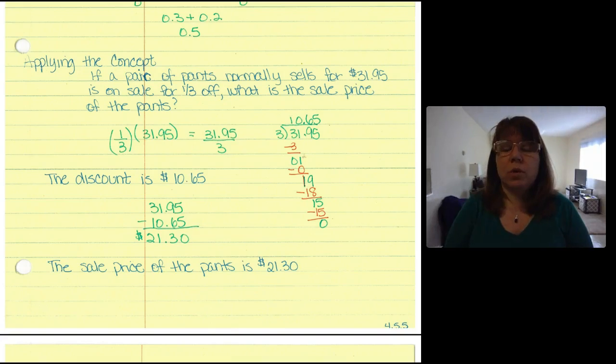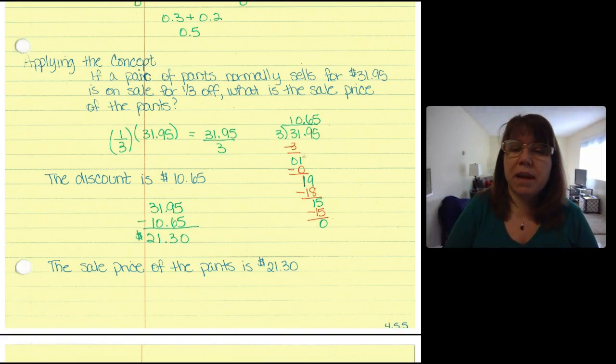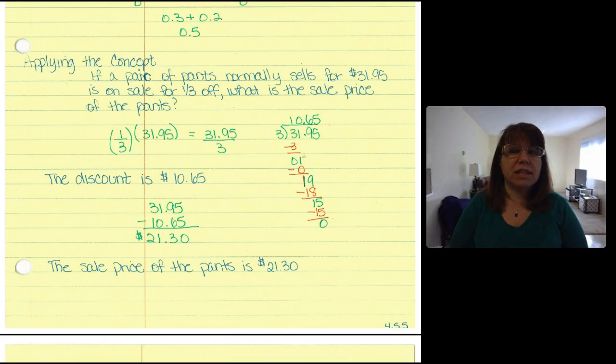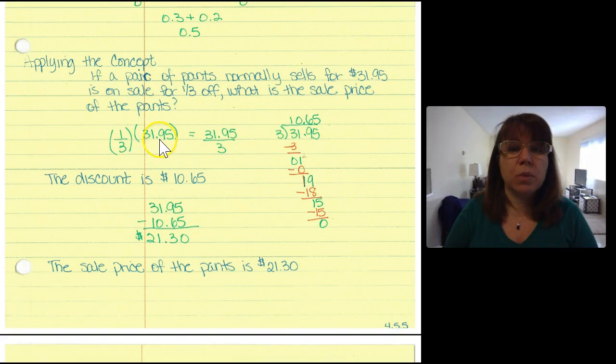Because of that, let's say there's a sale going on and a pair of pants normally sells for $31.95 and it's on sale for a third off, then what's the sale price? Well, that's multiplication, so it's 1/3 times 31.95, and we can think of this as 31.95 over 1, and that's a multiplication now of two fractions. So 1 times 31.95 is 31.95. 3 times 1 is 3. Now we do our division. Remember, a fraction bar implies division.